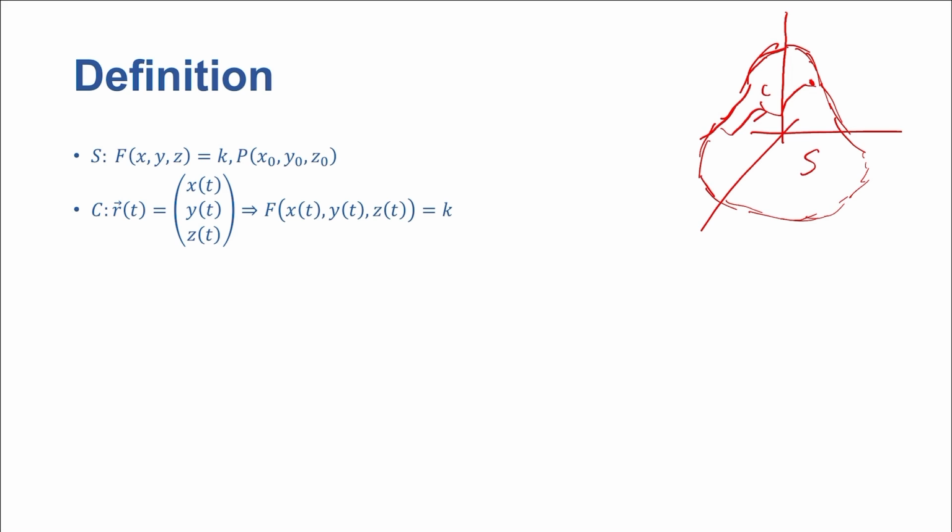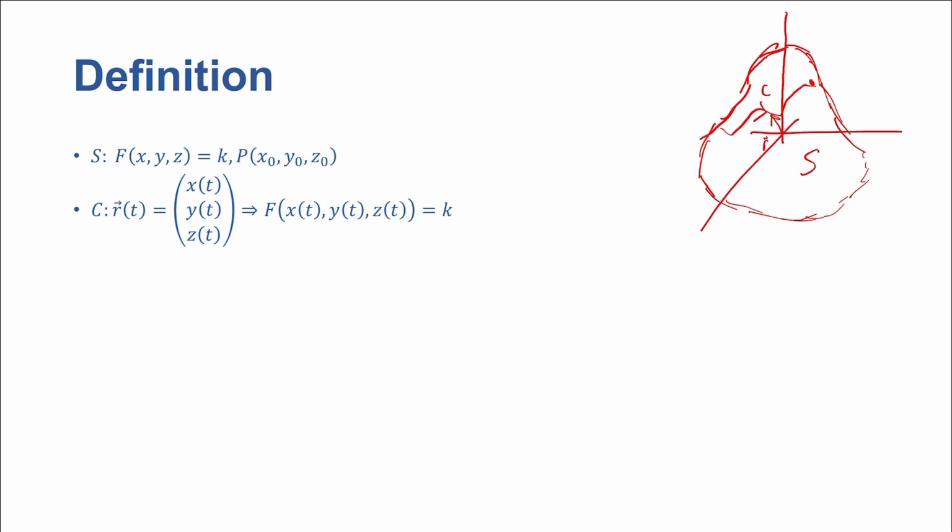And this curve can be defined by a vector function. We parameterize it. So this is here vector r, and r changes based on the position. And we can parameterize it such that r of t equals x of t, y of t, and z of t. So by this definition, we can also parameterize our function on the surface so that f of x of t, y of t, and z of t is equal to k.